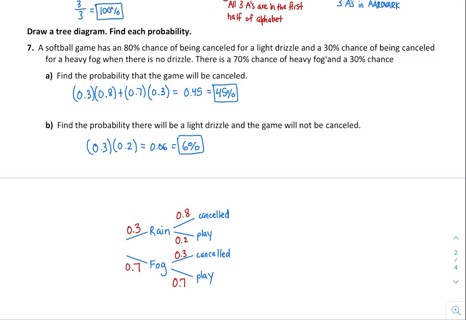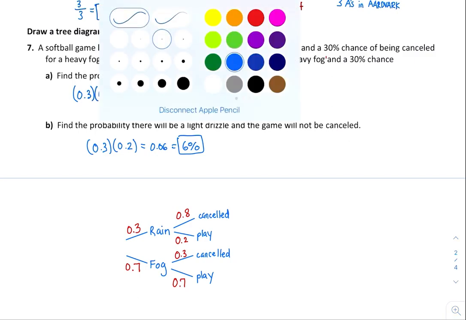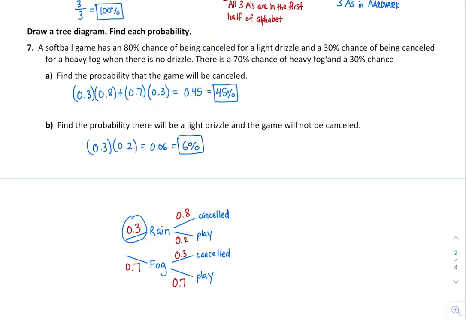Now, find the probability that the game will be canceled. 2 ways they can be canceled, right? That times that. So if it rains, it could cancel: 0.3 times 0.8. The other way it could be canceled is if it's foggy and it gets canceled. So 0.7 times 0.3. So add those different segments up and you guys should get 45%.